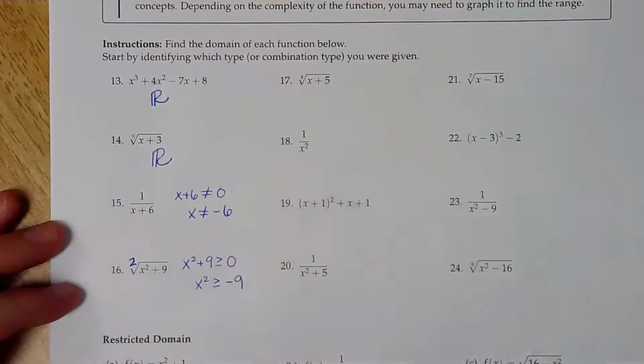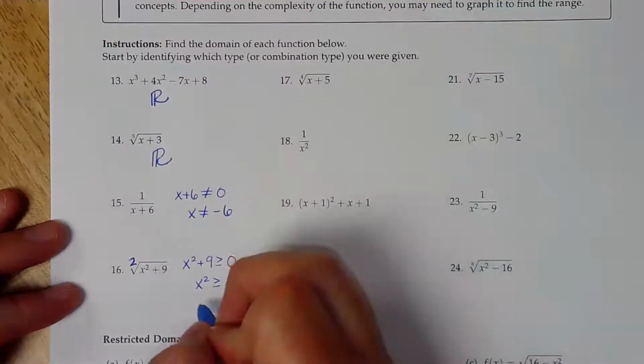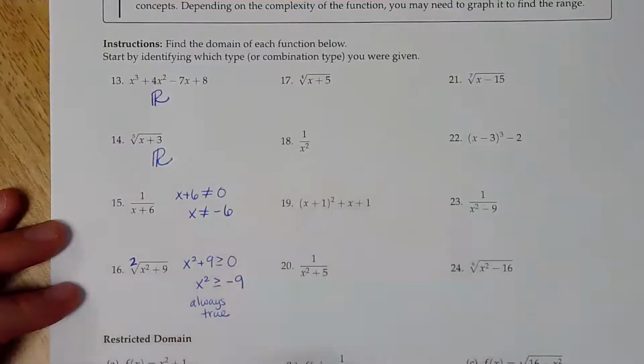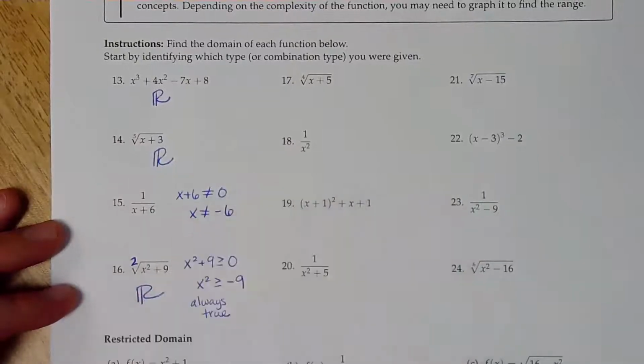And then I need to look at this a little bit more closely. Is x squared always bigger than -9? The answer to that is yeah, because x squared is going to be 0 or positive. So this is actually an always true statement. Okay, so no matter what value I put in, I'm always going to have 0 or something positive in here. So that means that I can put anything I want in, or all real numbers is my domain.